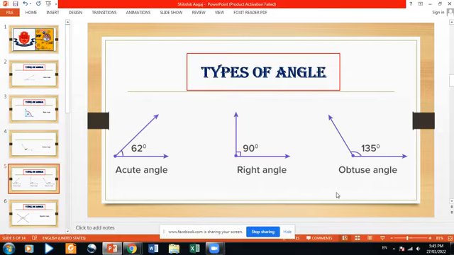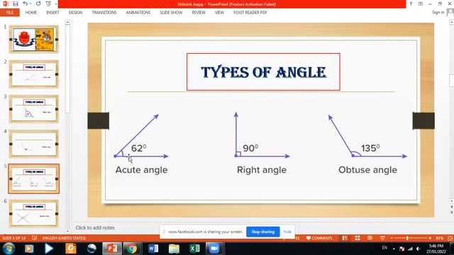which are acute angle, right angle, and obtuse angle. So we can make use of our body as a teaching aid to teach the students the types of angles. Initially, these three types of angles are very, very important: less than 90 degrees, acute angle; 90 degrees, right angle; and more than 90 degrees, obtuse angle.